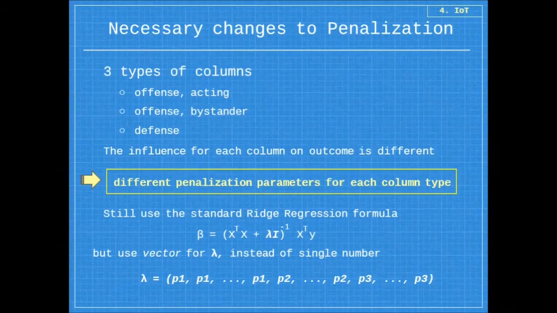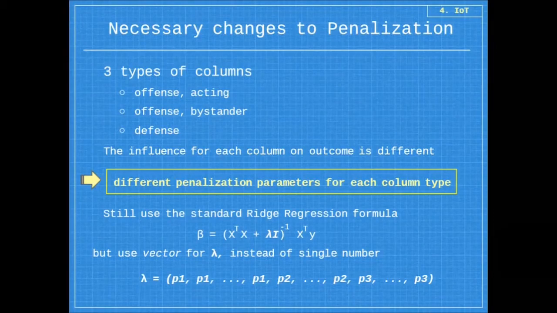Further, we need to do one change to penalization. Now we have 3 types of columns. Before we only had 2, offense and defense. Now we have offense and acting, being on offense and just being a bystander, and the defensive column as well. But the influence of each column on the outcome is different.